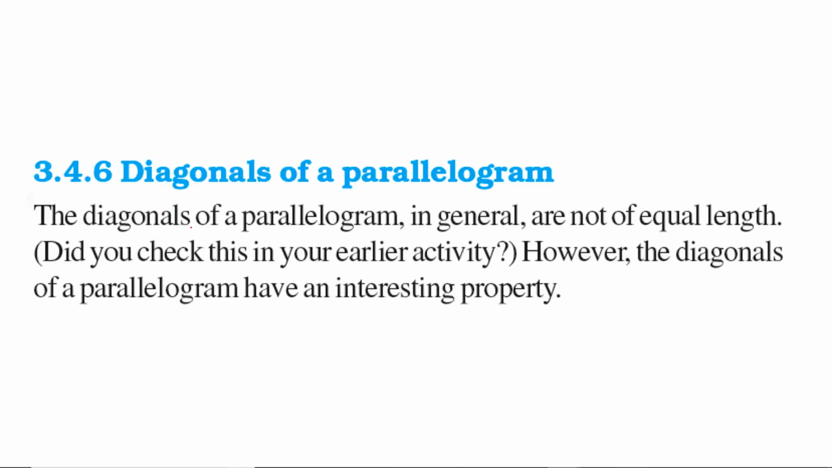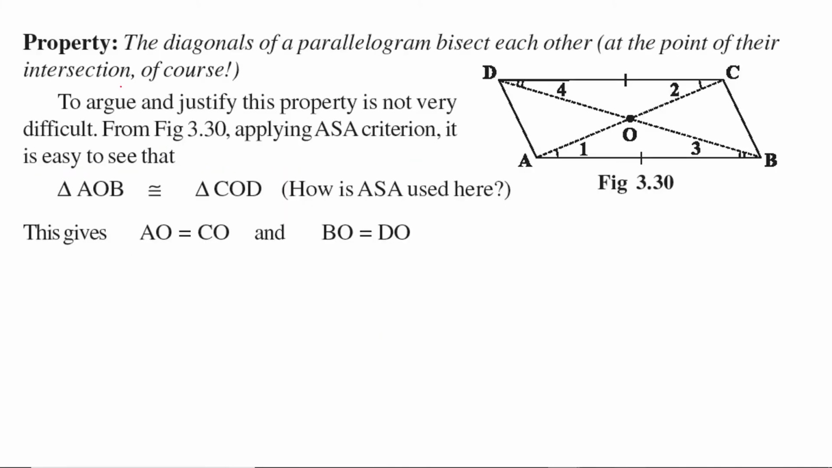Diagonals of a parallelogram. The diagonals of a parallelogram are not of equal length in general. They may be equal, but in general they are not. But the diagonals of a parallelogram have a very interesting property. The diagonals of a parallelogram bisect each other at this point. Means this side is equal to this side. That means DO will be equal to OB and AO will be equal to OC.